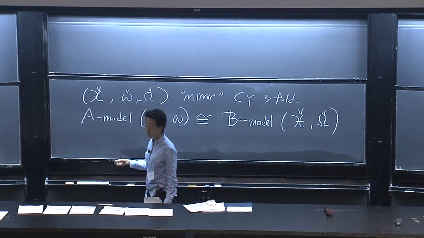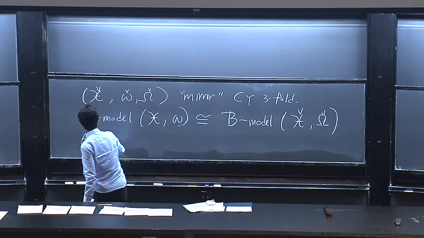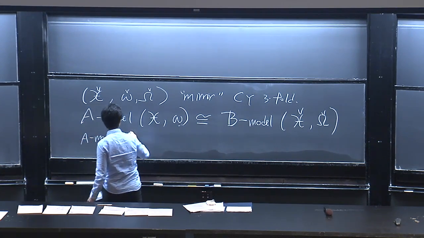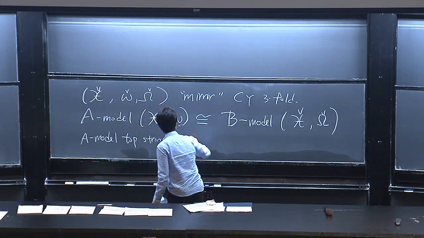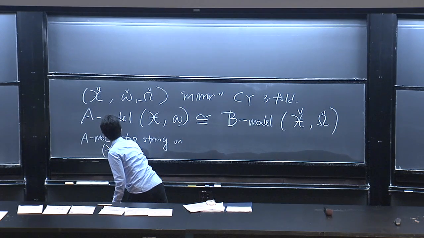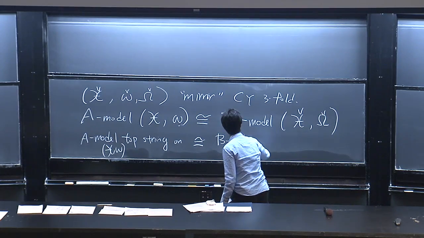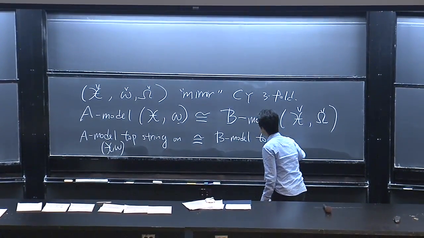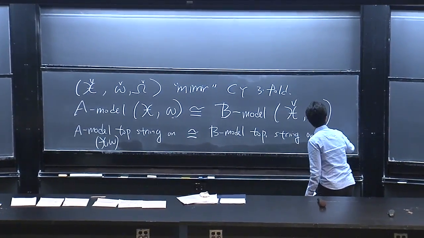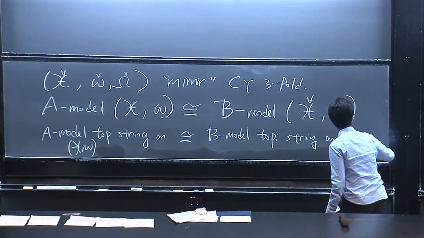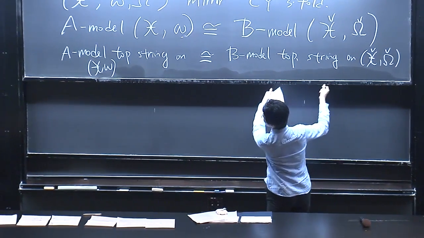So there are many mathematical aspects of this. One consequence of such an equivalence is that A model topological string theory on X should be equivalent to the B model topological string theory on the mirror. But what does this mean mathematically?